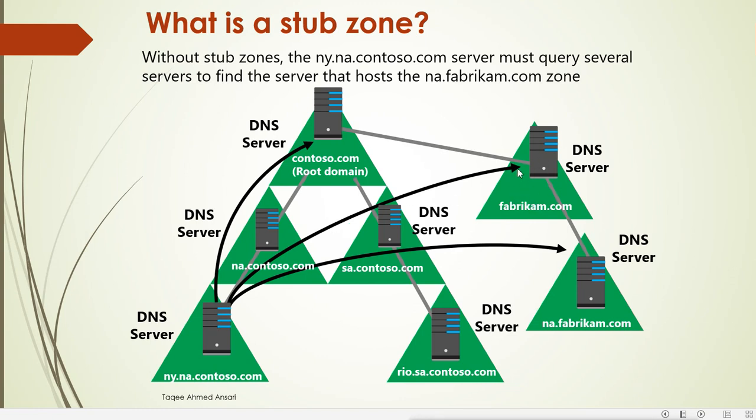This is the top level DNS server of the other domain. So we can create the forwarder for this, like from the contoso.com root domain to the fabricum root domain. So it will be forwarders. But if we want to create a second level domain, then we can create the stub zone.